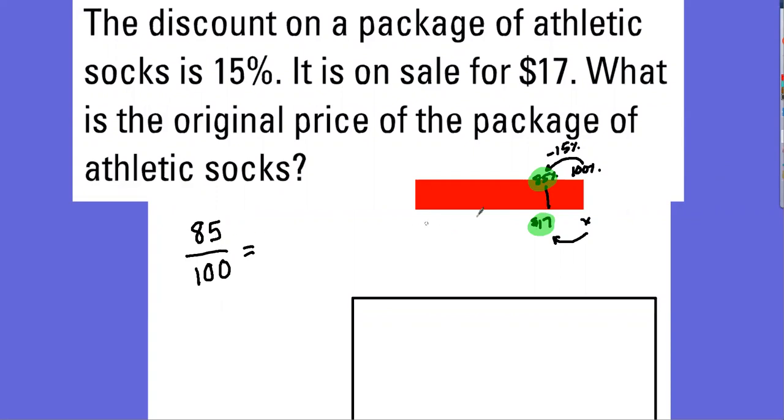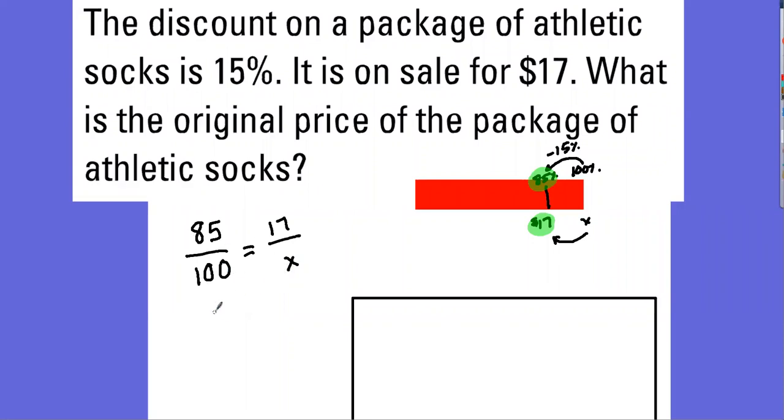And when I give them that 85%, this is my part. Remember, it's always part over whole. So this is going to be 17 over what amount? Notice that my whole amount is directly across from my 100%. Original price, whole amount, same thing.